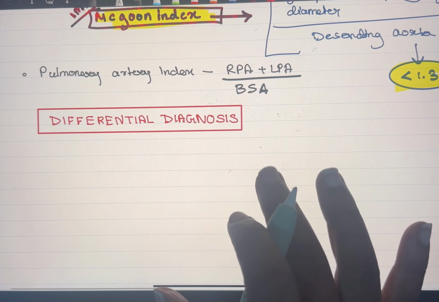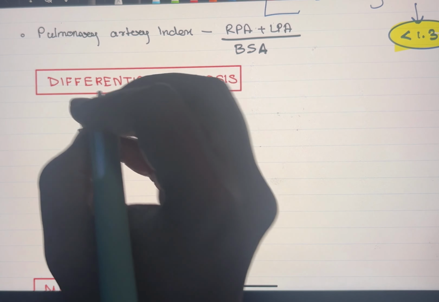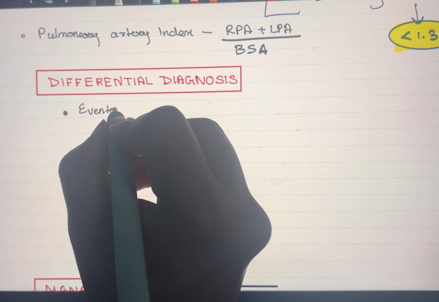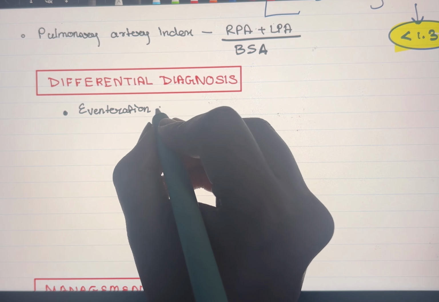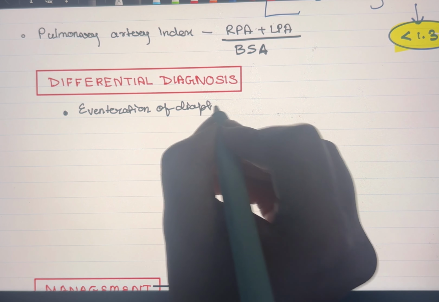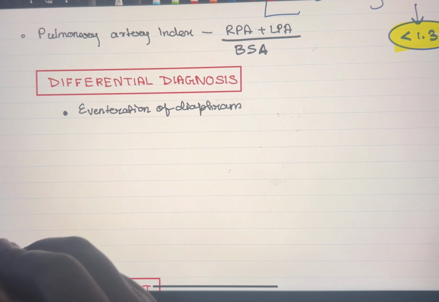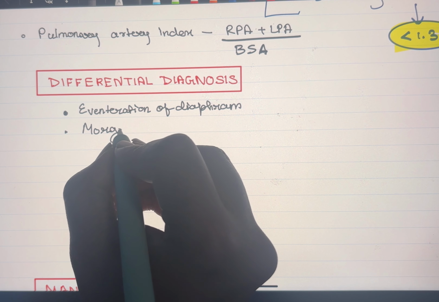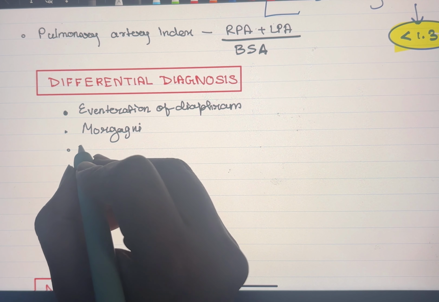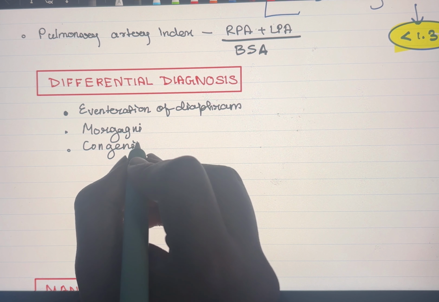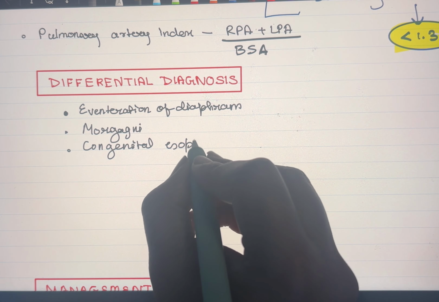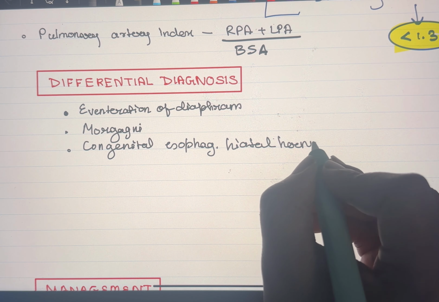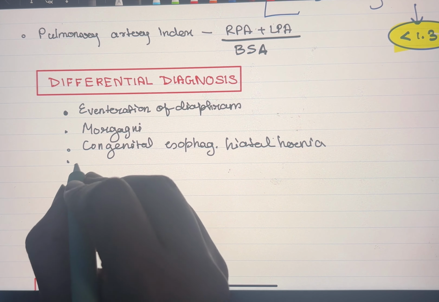Now, what are the differential diagnoses of congenital diaphragmatic hernia? Number one is eventration of diaphragm, which means the diaphragm is pulled up. Then anterior diaphragmatic hernia, that is Morgagni hernia. Then we can have congenital esophageal hiatal hernia, and congenital cystic disease of lung.